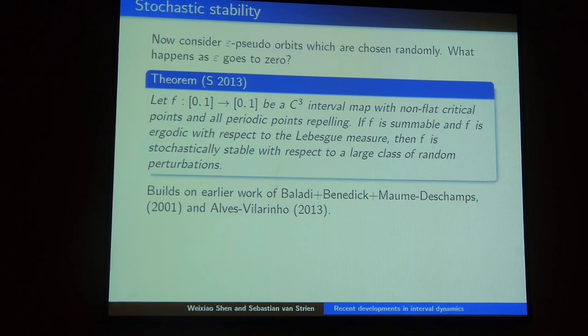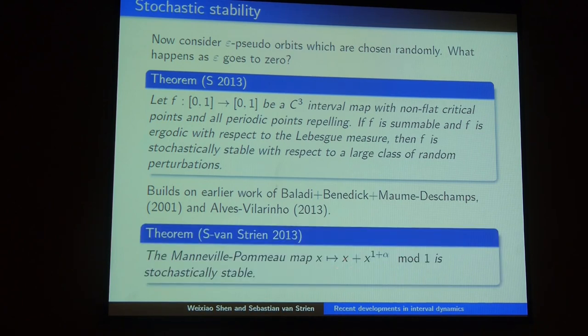So when you have a summable condition, summability of f is the most important condition here. I believe the problem of stochastic stability deserves more attention. Even for this simple map, the Manneville-Pomeau map, which physicists talk about quite a lot, in mathematics it is a very simple non-uniformly expanding map. It's uniformly expanding except it has a one-sided parabolic point. Even for this map, stochastic stability was only shown quite recently by us.